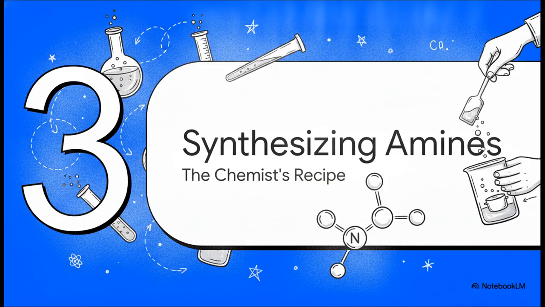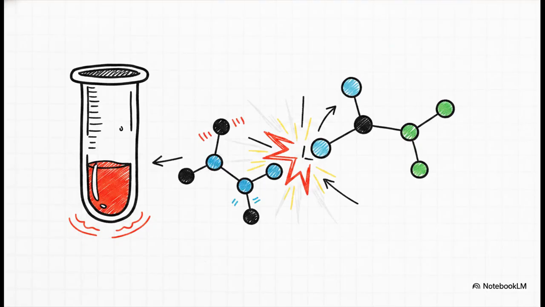All right, Section 3, Synthesizing amines, the chemist's recipe. So how do we actually make these things? Well, our first preparation method is a classic nucleophilic substitution called aminolysis. Here, you take an alkyl or benzyl halide and introduce it to an ethanolic solution of ammonia in a sealed tube, heating it up to 373 Kelvin. The ammonia acts as a nucleophile, meaning it directly cleaves the carbon-halogen bond and replaces that halogen with an amino group. It's a really simple, straightforward way to attach that amine group.